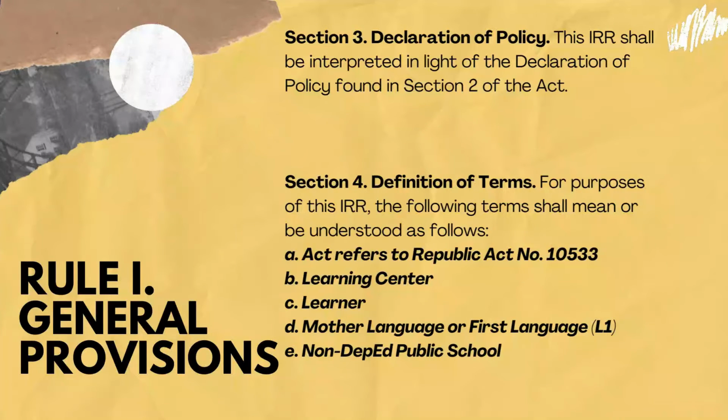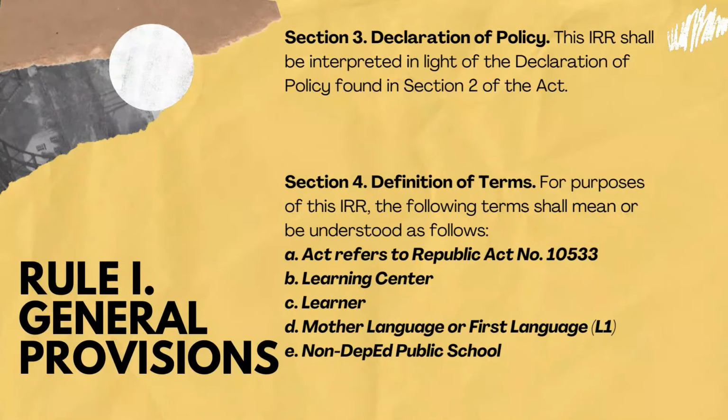Next is the Learning Center. Refers to a physical space to house learning resources and facilities of a learning program for out-of-school youth and adults. So it is a venue for face-to-face learning activities and other learning opportunities for community development and improvement of people's quality of life. This may also be referred to as Community Learning Center, authorized or recognized by the DepEd.